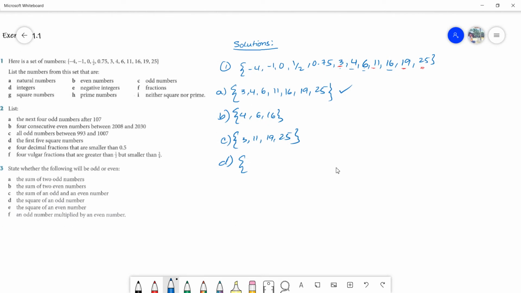So we have negative 4, negative 1. Let's write them. Negative 4, negative 1, and then 0, of course. And we have the rest: 3, 4, 6, 11, 16, 19, and 25. Great.